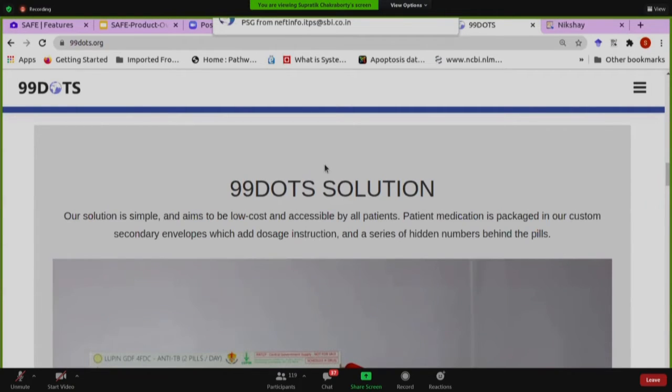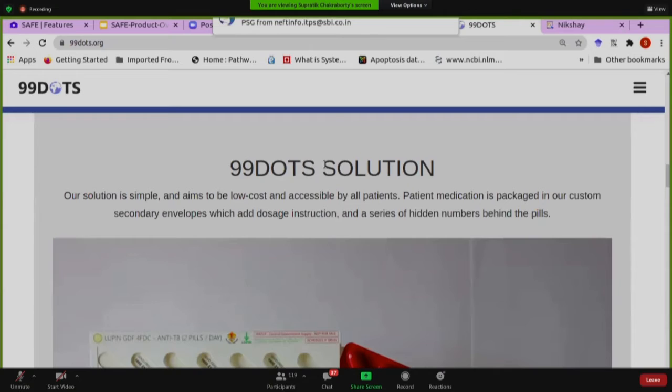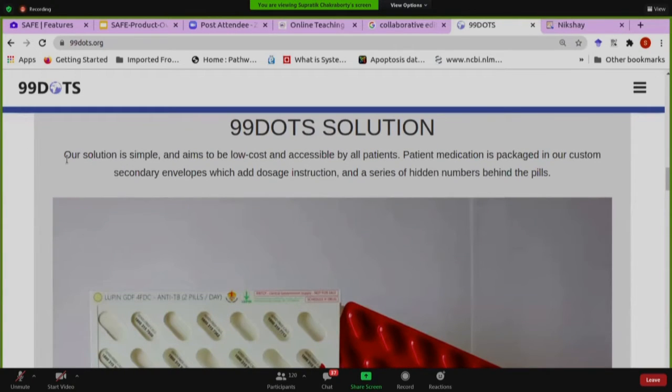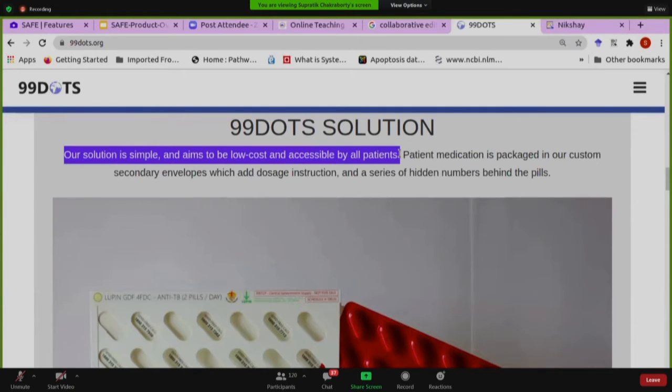And look at the innovative solution that they came up with, right? So what is the solution? So the solution is, if you can read here, it says it is simple, aims to be low cost and accessible by all patients. And I guess that's what we need even for education. We need simple solutions, low cost solutions, accessible by all students. So what was the solution?